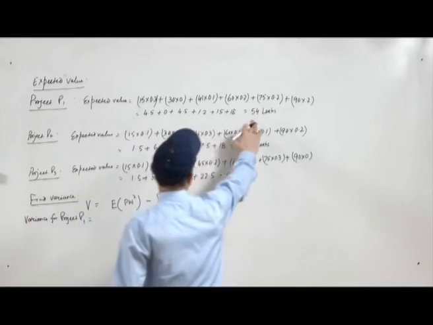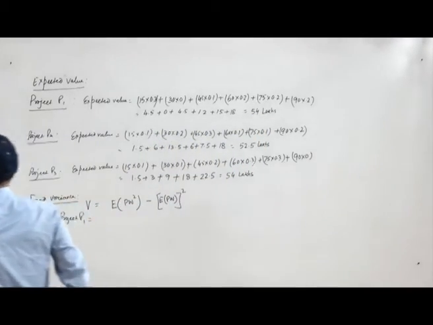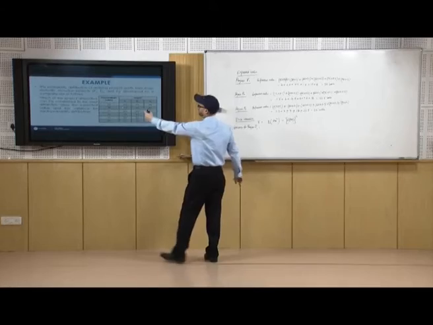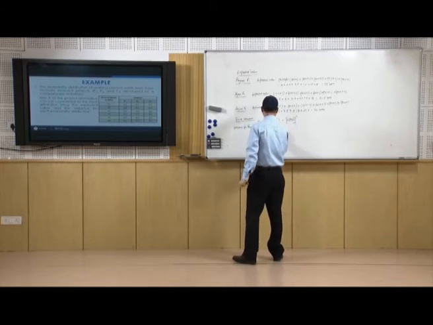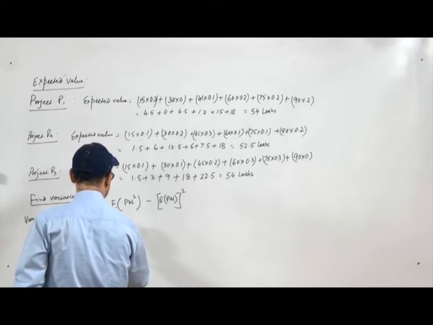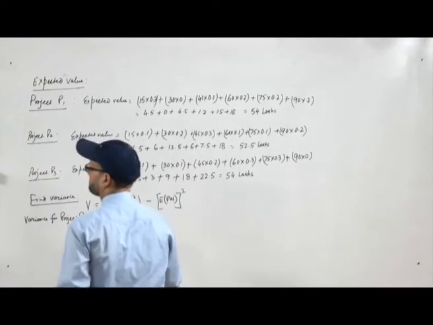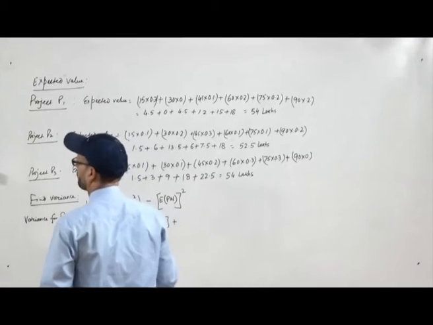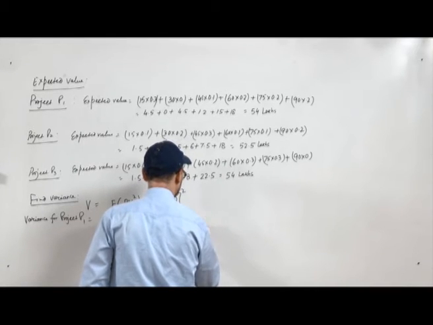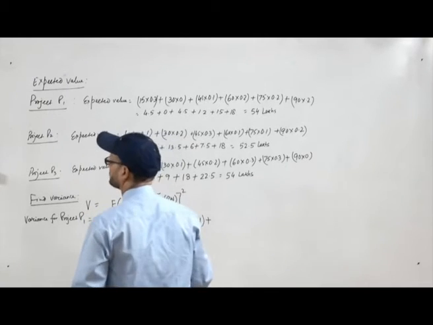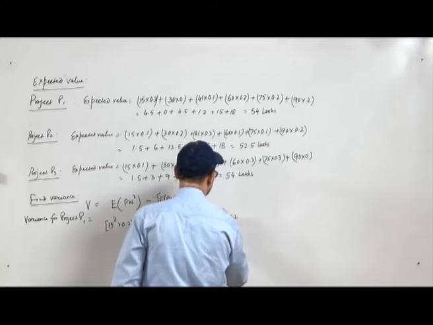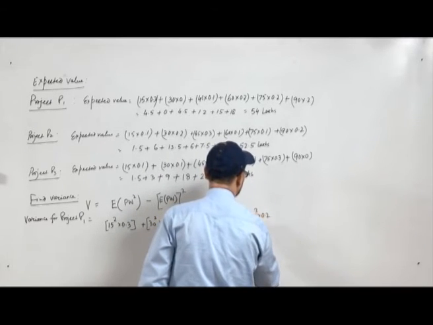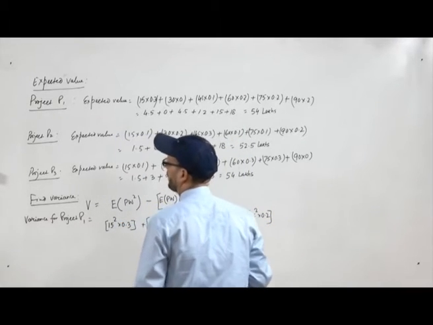For project P1, we have this 54 lakhs as the expected value, but we have 15 lakh individually for this probability. So, first of all we will get the expected value of the square of these values. So, we will have 15 square into 0.3 plus 30 square into 0 plus 45 square into 0.1 plus 60 square into 0.2 plus 75 square into 0.2 plus 90 square into 0.2.